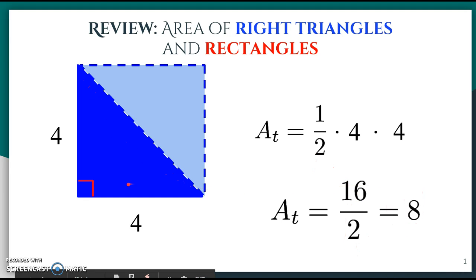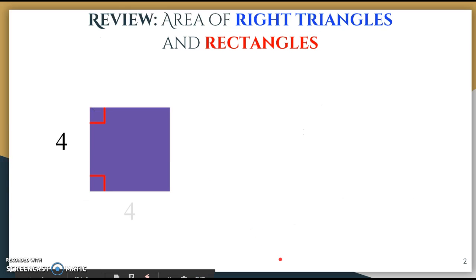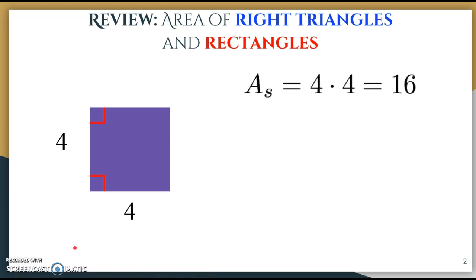So this triangle is equal to 8 in its area, and the area of this triangle is also equal to 8. Here we have that same square again, and if we take 4 times 4, we get the area of the square, which is 16. But what if it's a rectangle?